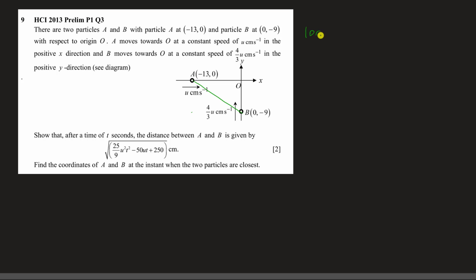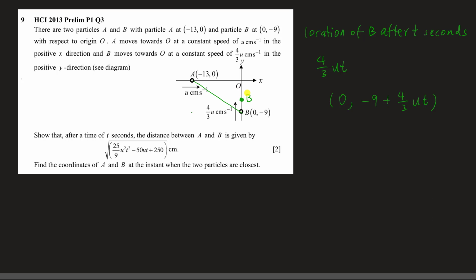So location of B after t seconds would be traveling up by 4/3 u every second. So the distance traveled by it is just 4/3 ut, right? It will be (0, -9 plus 4/3 ut). So you will end up here after t seconds. This is where B would be.